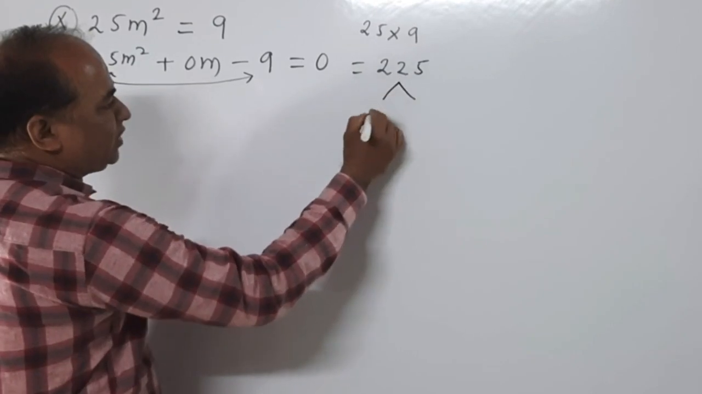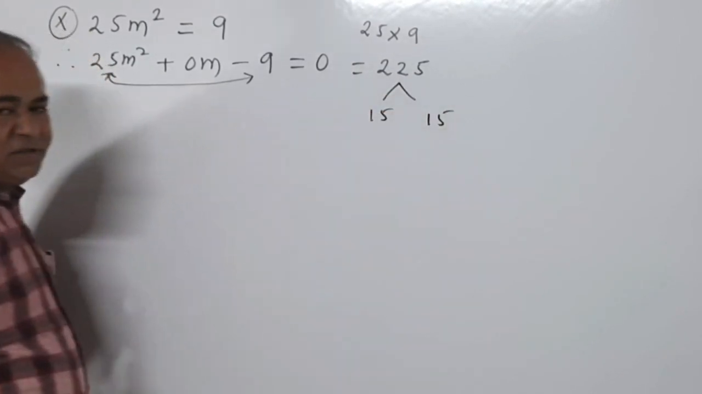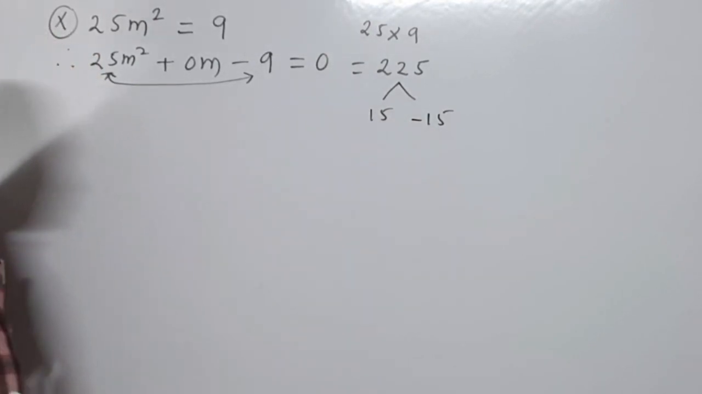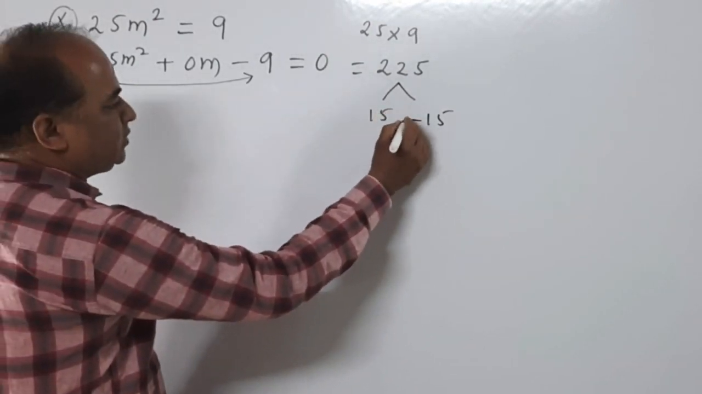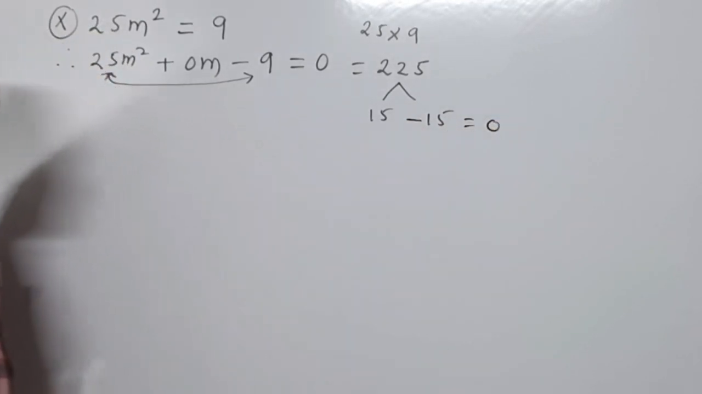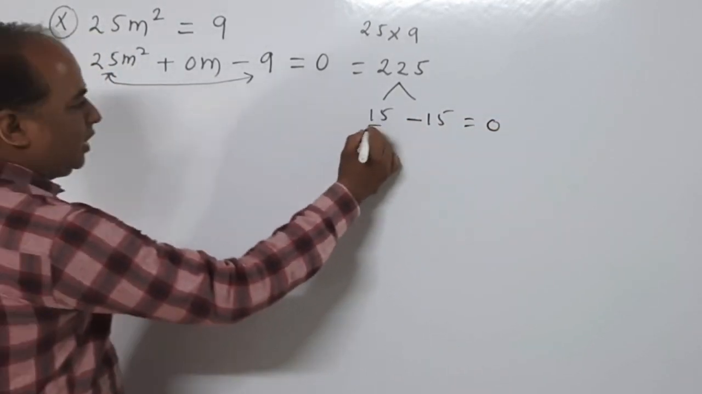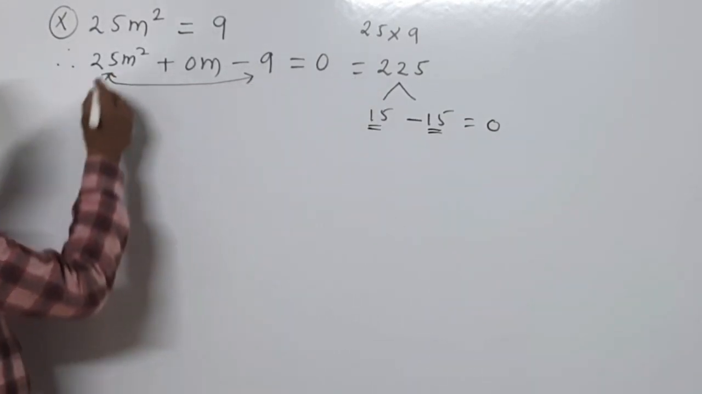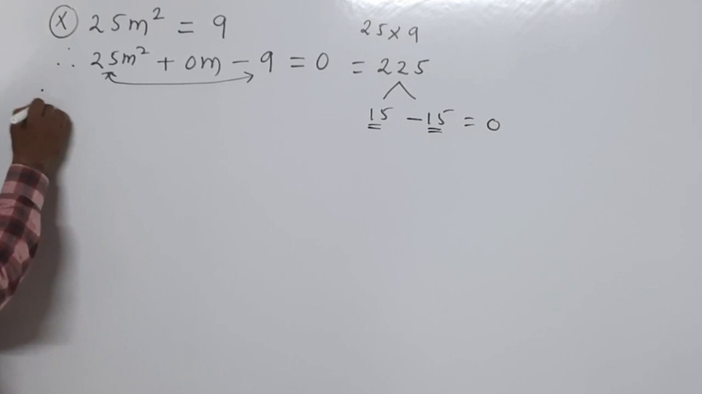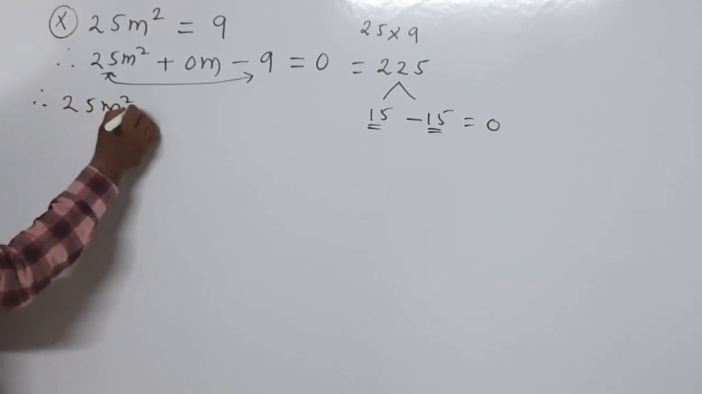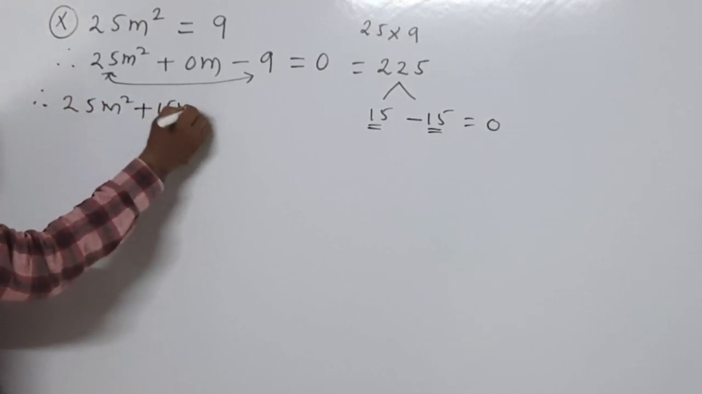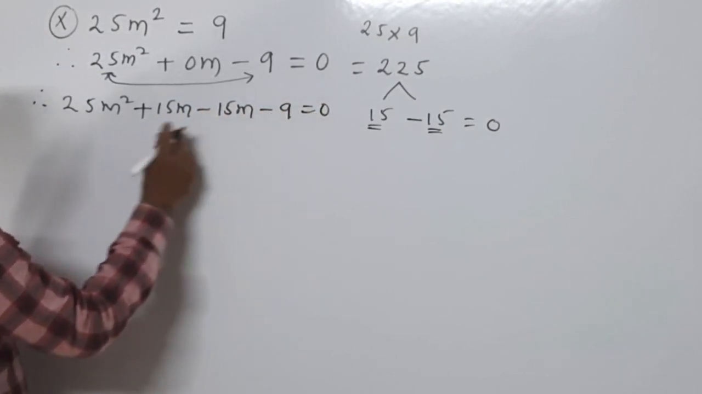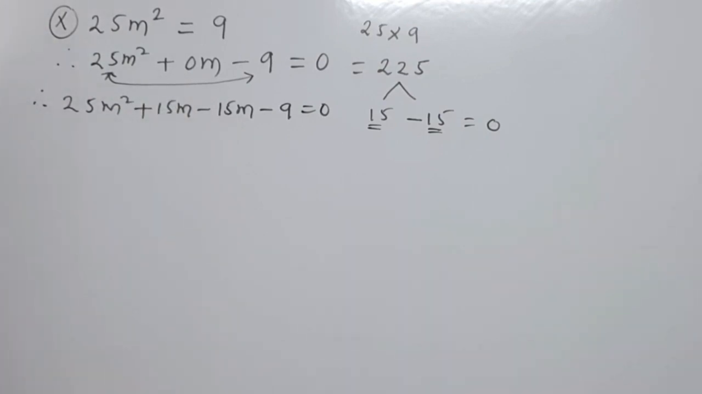So, here 225 factors, 15 15s are 225 and 15 minus 15 is equal to 0. So, minus 15 and plus 15 are the factors of this 225. So, split the middle term. Therefore, 25m square plus 15m minus 15m minus 9 is equal to 0. 15 minus 15 is 0m.